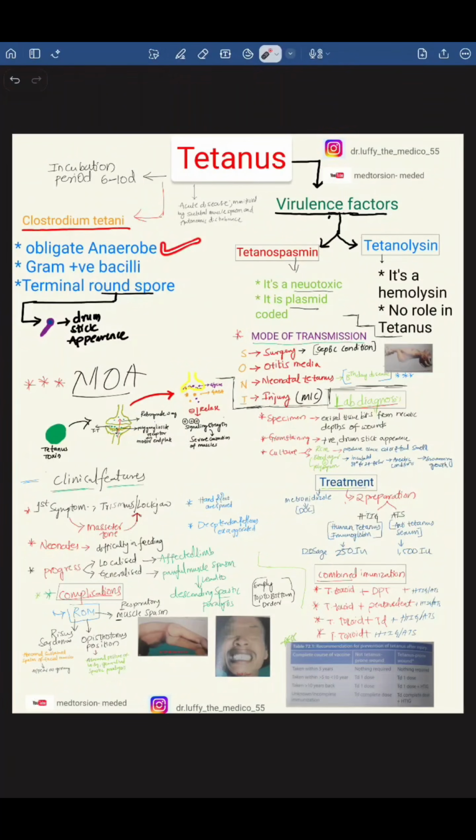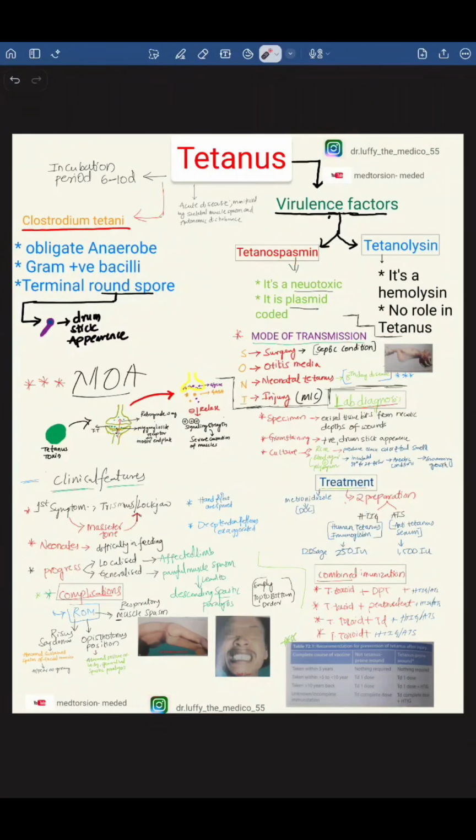Clostridium tetani is an obligate anaerobe and a gram-positive bacilli. Terminal round spores can be present, and it appears with a drumstick appearance. Let's learn about the virulence factors. It has two exotoxins, tetanospasmin and tetanolysin. Tetanolysin is a hemolysin, so it has no role in tetanus, unlike tetanospasmin.